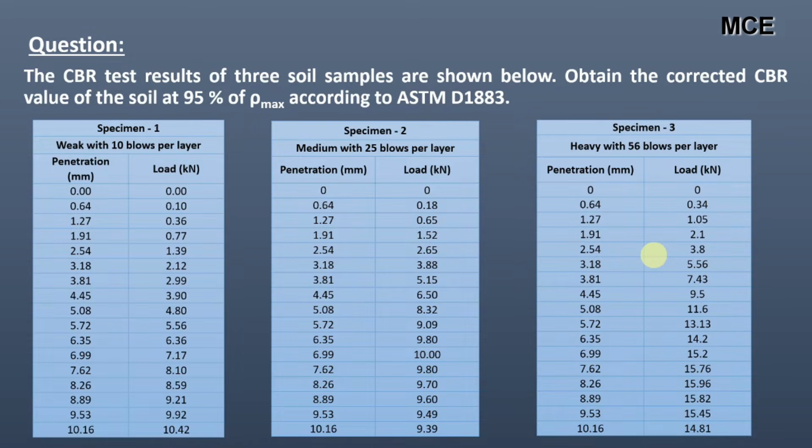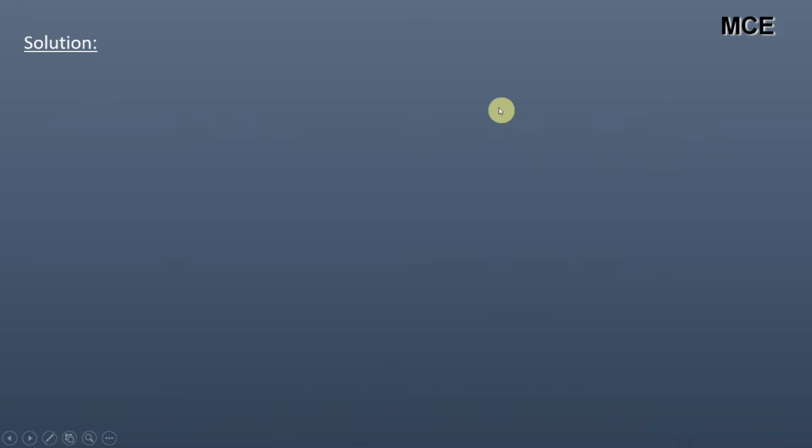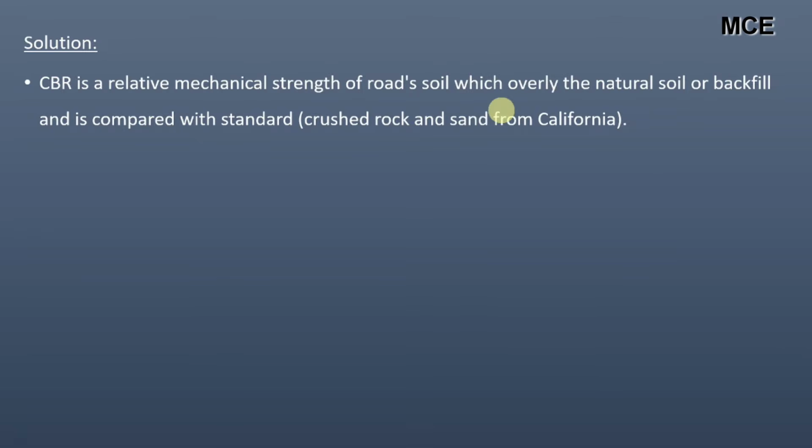In this video, we're going to learn how to calculate the corrected CBR value of the soil sample according to ASTM D1883. The question is shown above, which states that the CBR test results of 3 soil samples are shown below. Obtain the corrected CBR value of the soil at 95% of the maximum dry density according to ASTM D1883. First, we will see what CBR is.